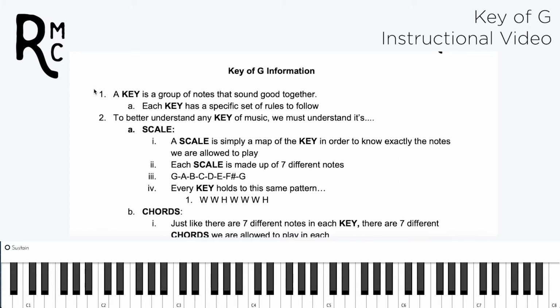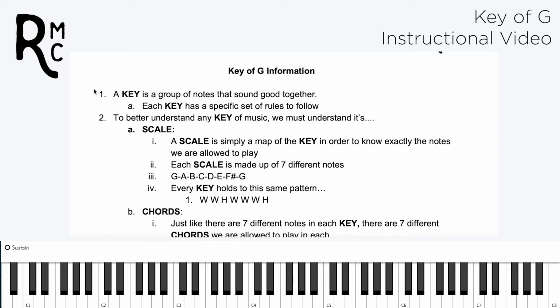Awesome, so let's start and define what a key is. A key is a group of notes that sound good together. That's a pretty general definition, but it is the absolute truth. Every major key that we're going to play in worship and pop music is going to sound great, and each key has a specific set of rules to follow. The reason they sound good is because these notes are in a perfect relationship with each other. These notes follow the rule.